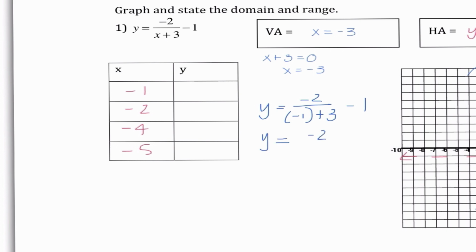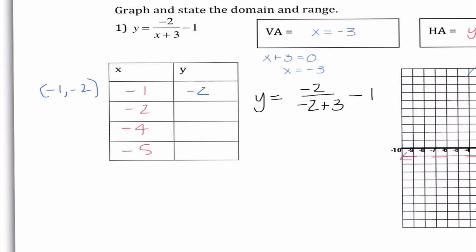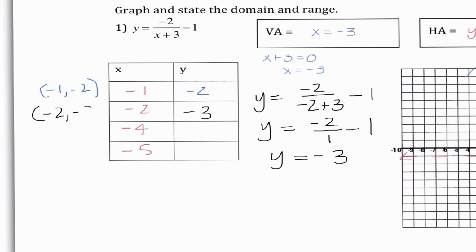So when I combine those, I get 2. So I get -1 minus 1, which is -2. So my first ordered pair is going to be -1, -2. So now I'm going to go ahead and substitute in -2. So I get y equals -2 over 1, minus 1. So y is equal to -3. So this tells me y is -3. So I have an ordered pair of -2, -3.